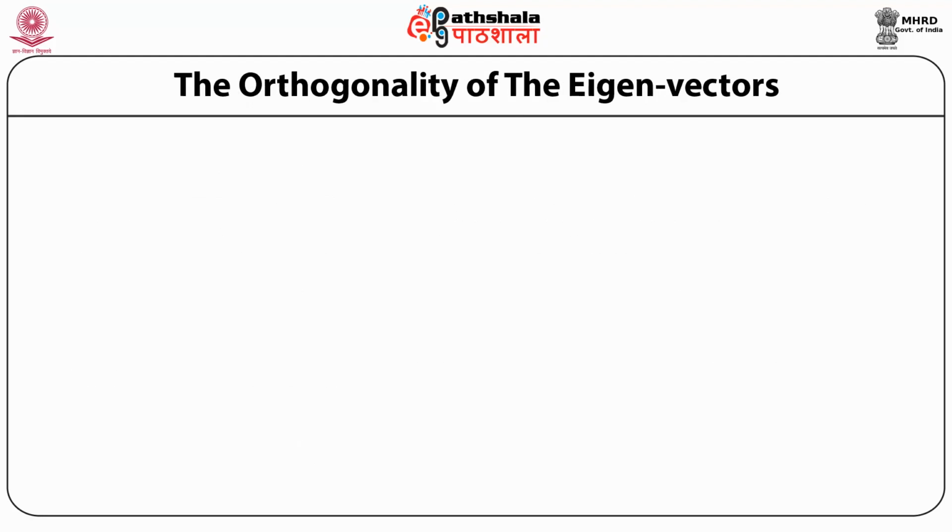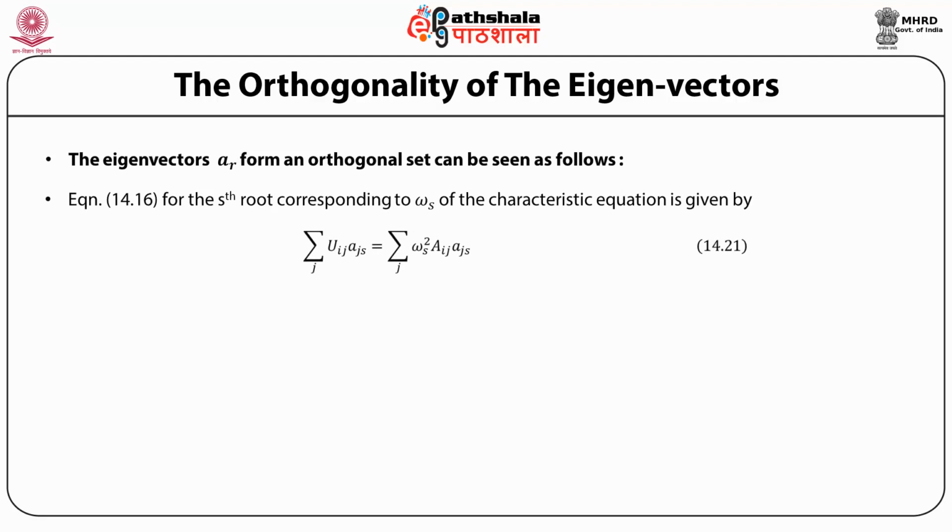Now, we will show that the eigenvectors which we have defined here are orthogonal. The eigenvectors A_r form an orthogonal set. To see this, if we consider the sth root corresponding to omega_s, then the characteristic equation is given by sum over j of U_ij a_js is equal to sum over j of omega_s squared A_ij a_js. And similarly, the equation for the rth root can be written down.